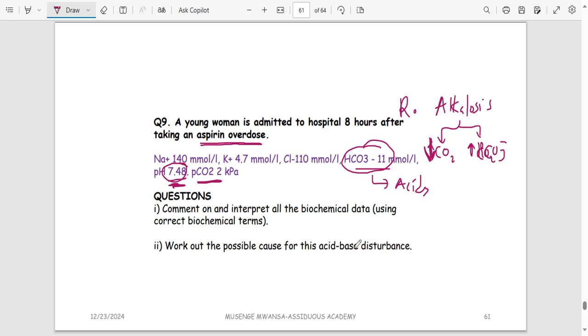Work out the possible cause. The possible cause is poisoning by the salicylate, the aspirin. Okay, so that is that. It first stimulates the respiratory center, but later the same salicylate, the aspirin, is going to cause metabolic acidosis at the same time.